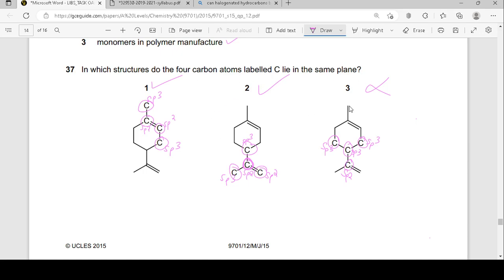But the question is not answered for this one, right? They don't lie in the same plane, because this is tetrahedral, this is tetrahedral, and they're not attached to any sp2. This one is sp2, and it's only attached to this. These two lie in the same plane for sure, but these two, we don't know. So that means that the answer is 1 and 2, which means the answer is B, okay?